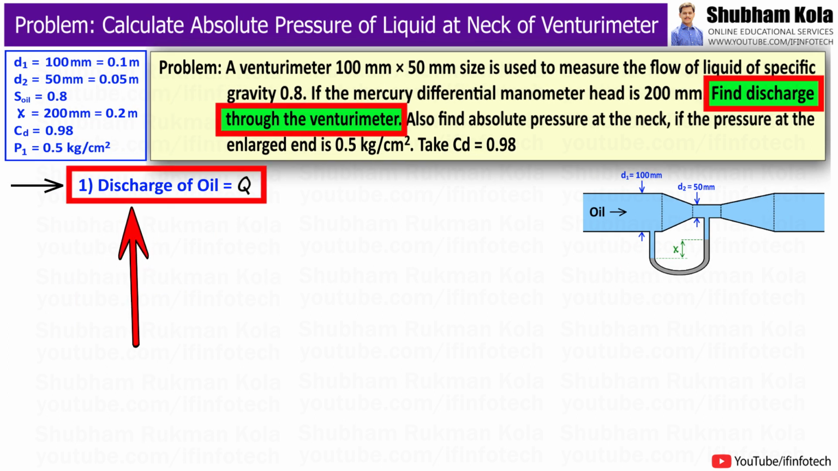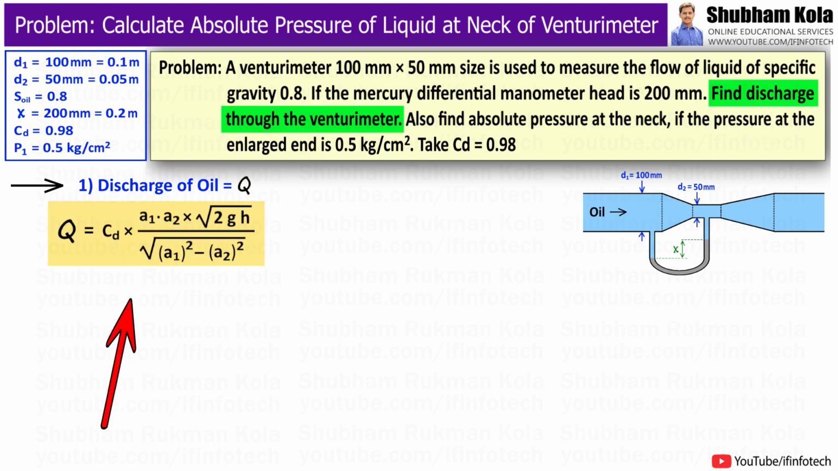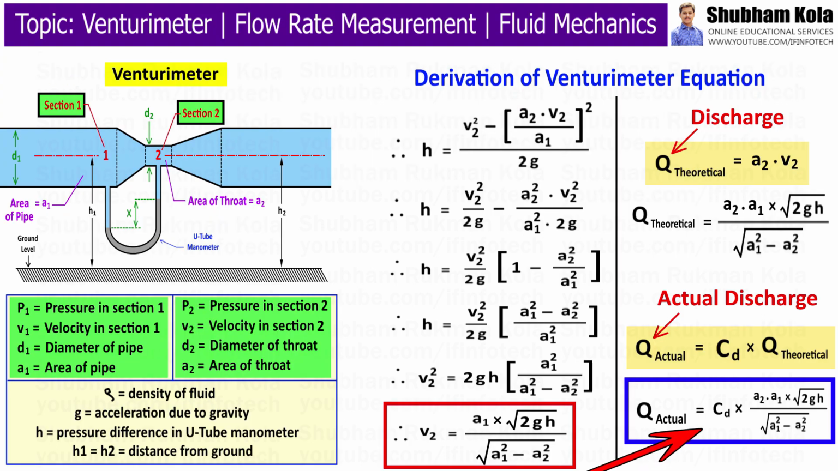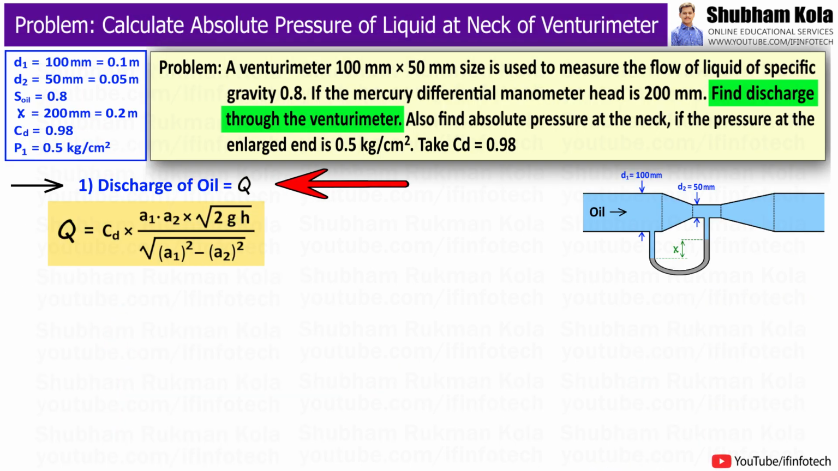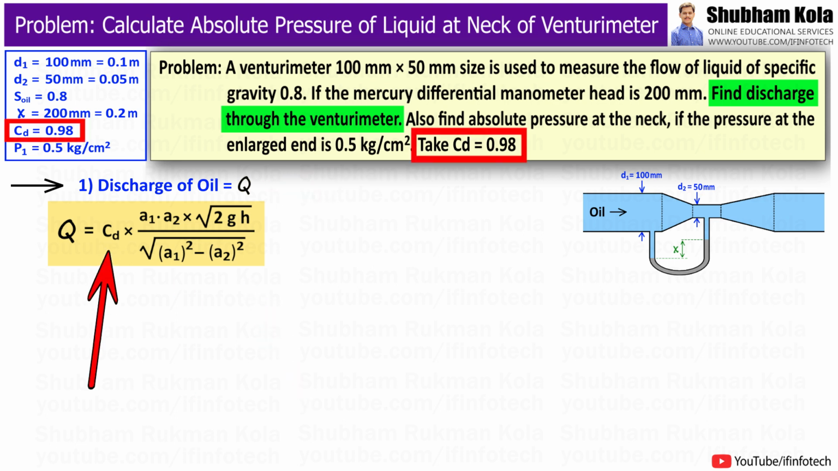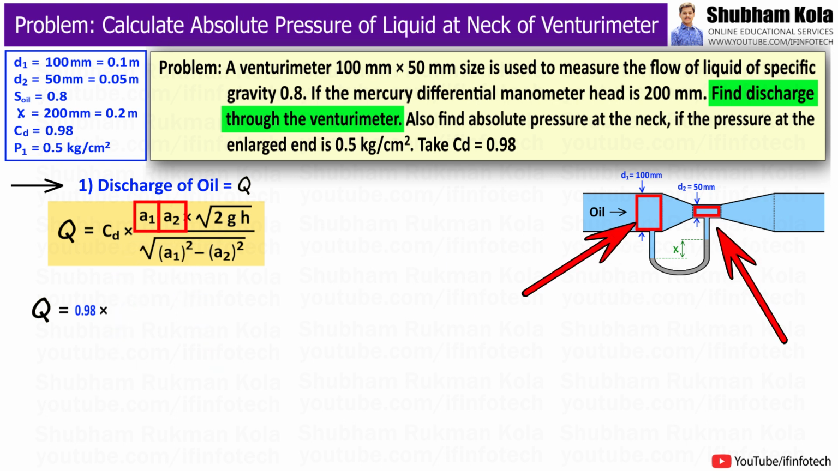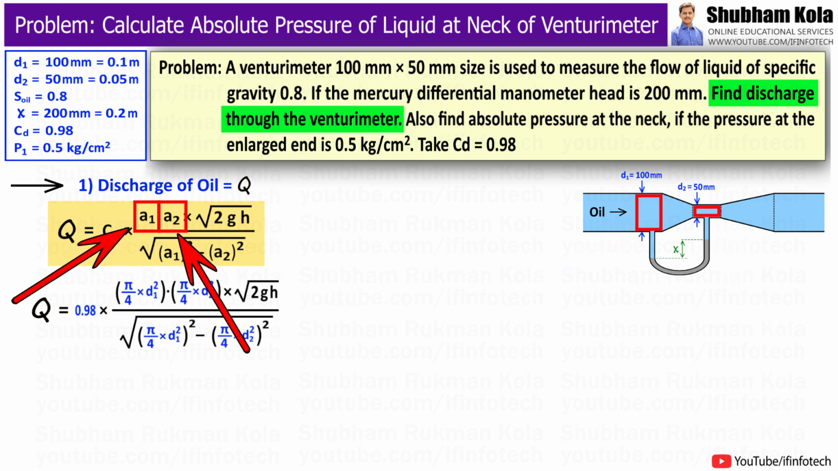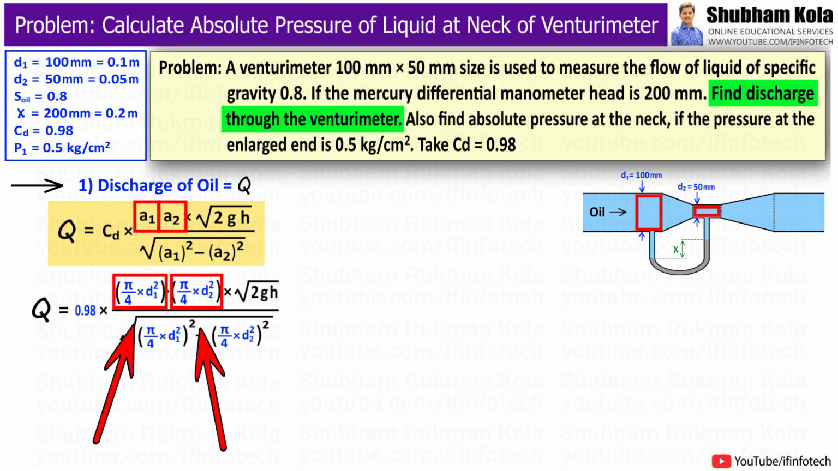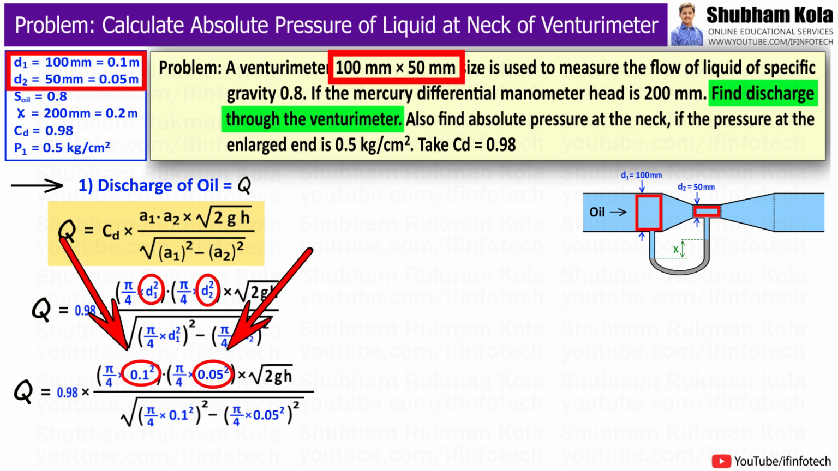In this problem, first we want to calculate the discharge of oil flowing through the horizontal Venturimeter, using the formula of discharge which we had derived in the previous video. So by using that formula, we will calculate the actual discharge of the Venturimeter. In this formula, the value of the coefficient of discharge, that is CD, is already given in the problem as 0.98. Here A1 and A2 are the areas of the inlet and throat of the Venturimeter, which we need to calculate. We know that area equals pi by 4 diameter square, and the values of the diameters of the inlet and throat of the Venturimeter are given in the problem.